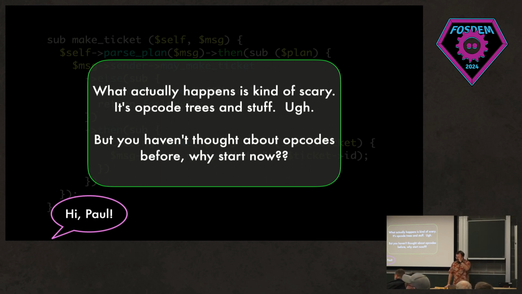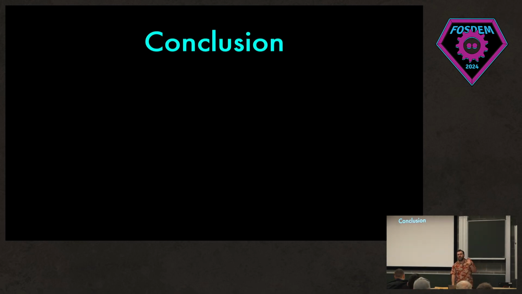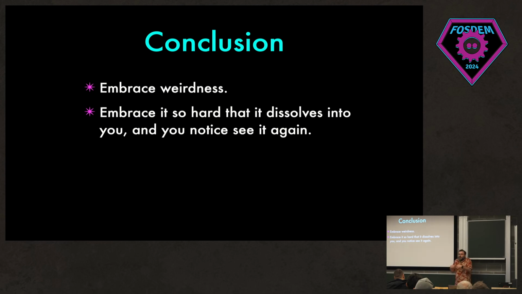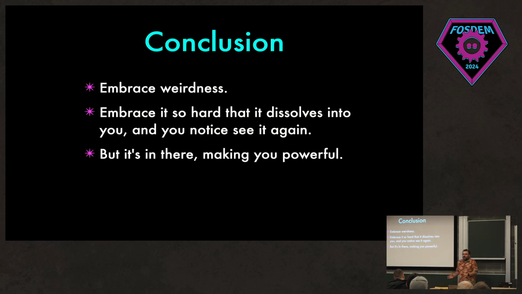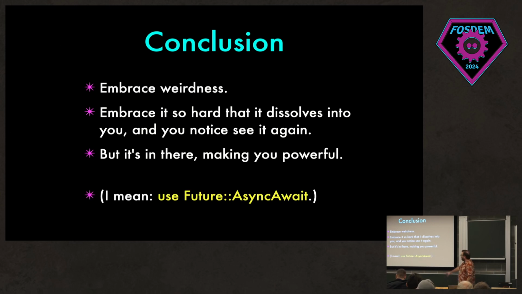Most of us don't have to do that, and you still don't have to. So the conclusion of this long digression about AsyncAwait is you should embrace this weirdness, right? Make your code concurrent, easily, all the time. Embrace this stuff so hard that all the weirdness becomes part of you, and you don't think about it, but the weirdness is there, making you powerful and making your code better, and just use Future AsyncAwait, okay?